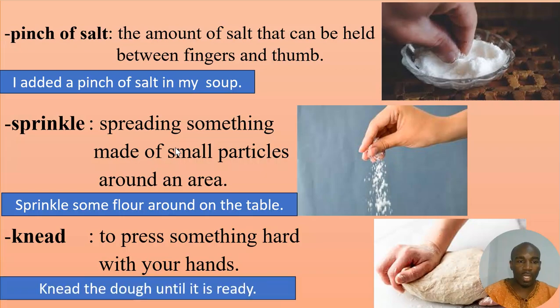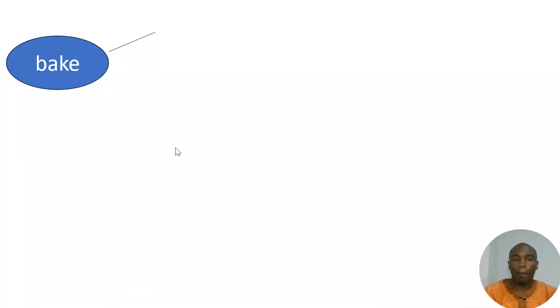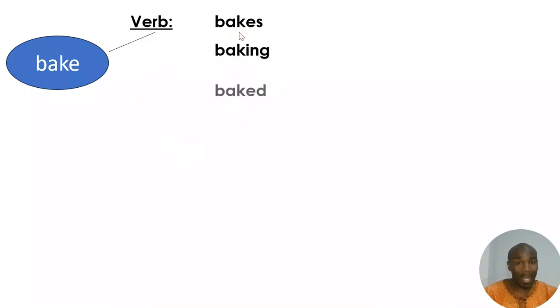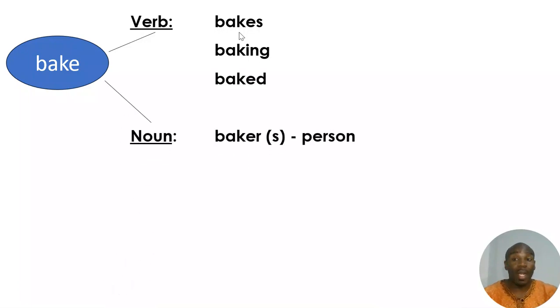Okay, now let us build the word there. Bake. Bake can be used as a verb and a noun. We can form a noun from this verb. So bake, bakes, baking, baked. Then as a noun, we have baker, the person, and then we have bakery, the place.